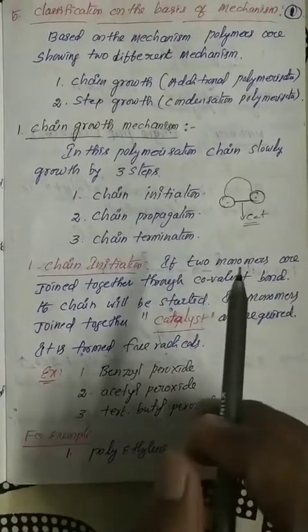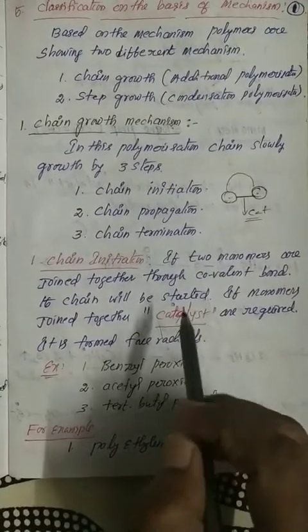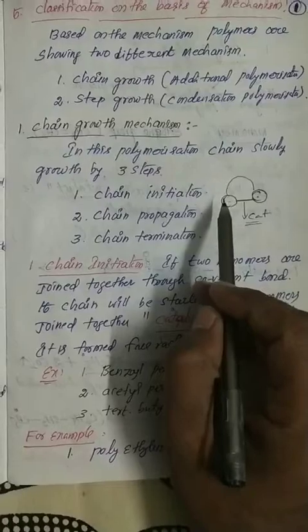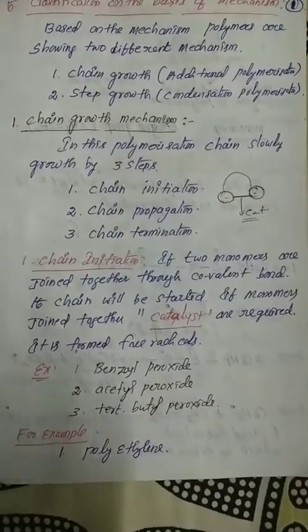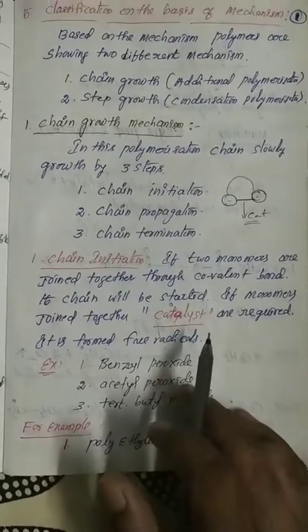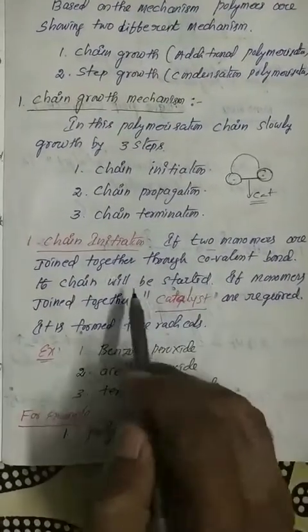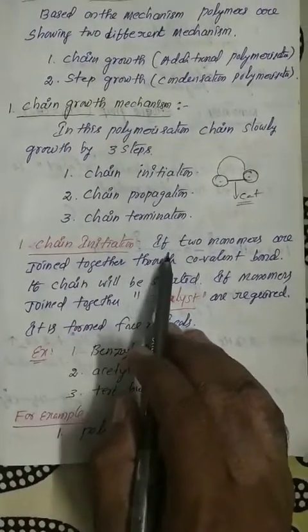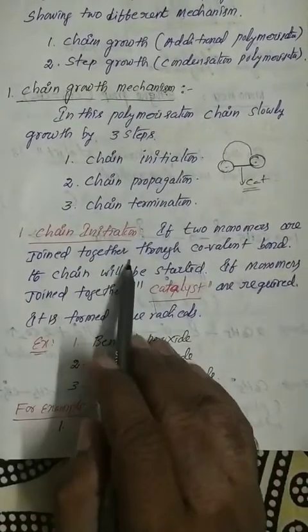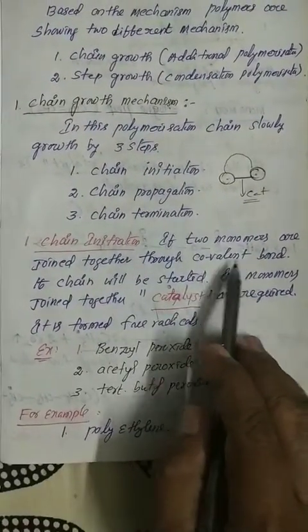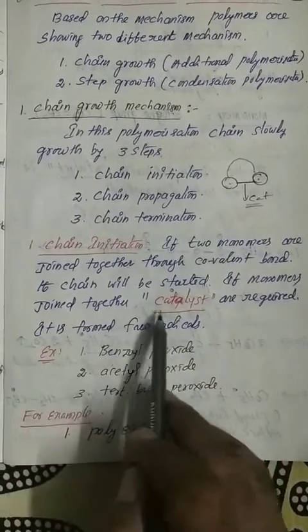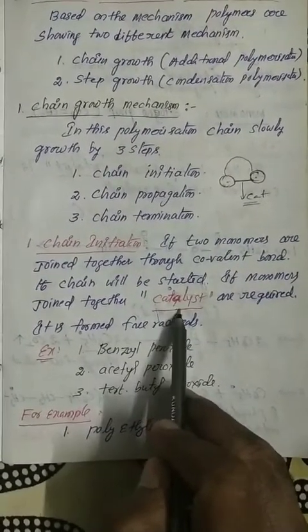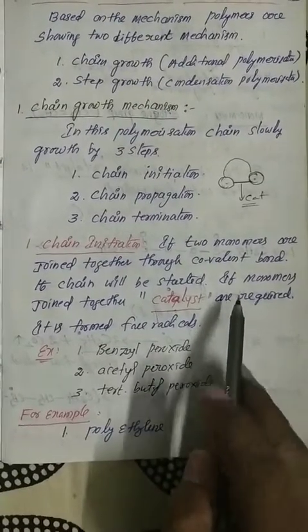If in the chain growth mechanism the catalyst is not there, the chain initiation is not started. That is the most important point. Chain initiation means the chain should be started. If two monomers are joined together through covalent bonds, the chain will be started if the monomers join together with the help of the catalyst; a catalyst is required.